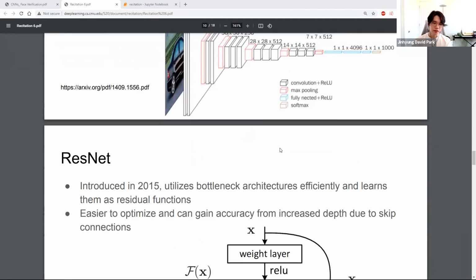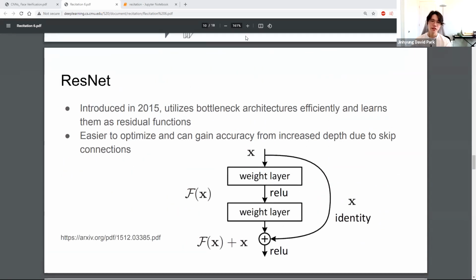Next, I believe, ResNet. So this is a super important paper because to explain, actually, let me introduce it first. So we can ignore the bottleneck architecture for now. The most important thing about ResNet is this connection here.